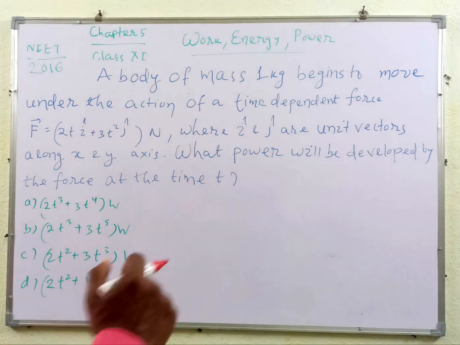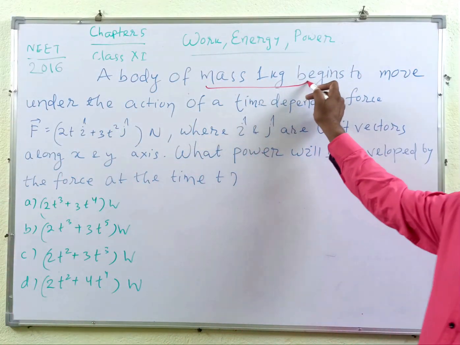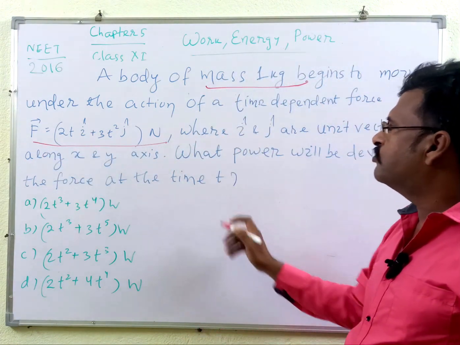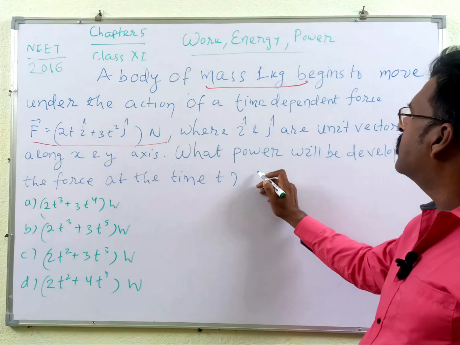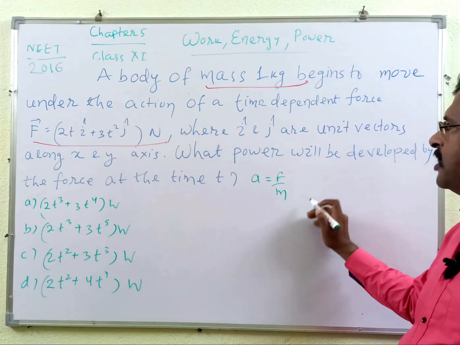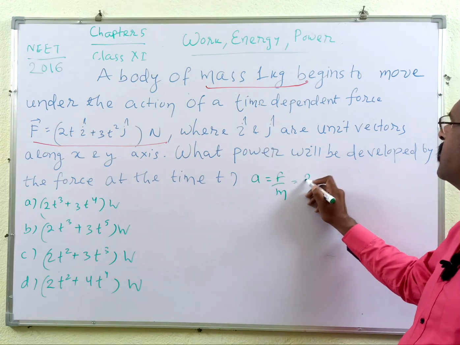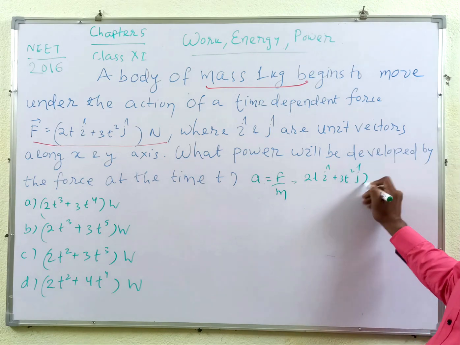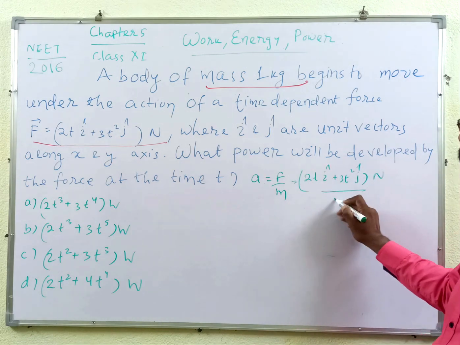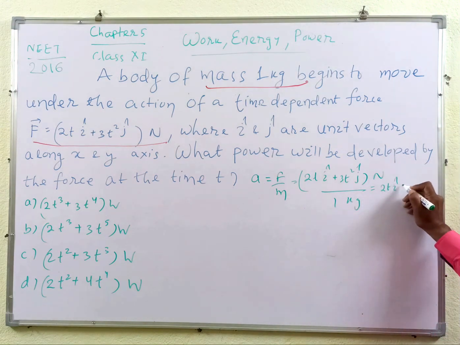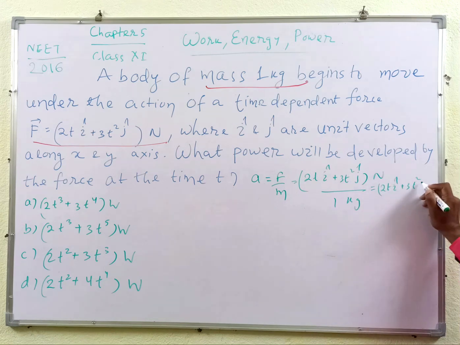Students, what is given? Mass of the body is given, 1 kg. Okay, force is given. So, from this force and mass, we can find out the acceleration. What is the formula for acceleration? Acceleration is equal to force by mass. So, what is force here? That is 2t i cap + 3t² j cap Newton by 1 kg. That means, students, acceleration will be 2t i + 3t² j meter per second square.